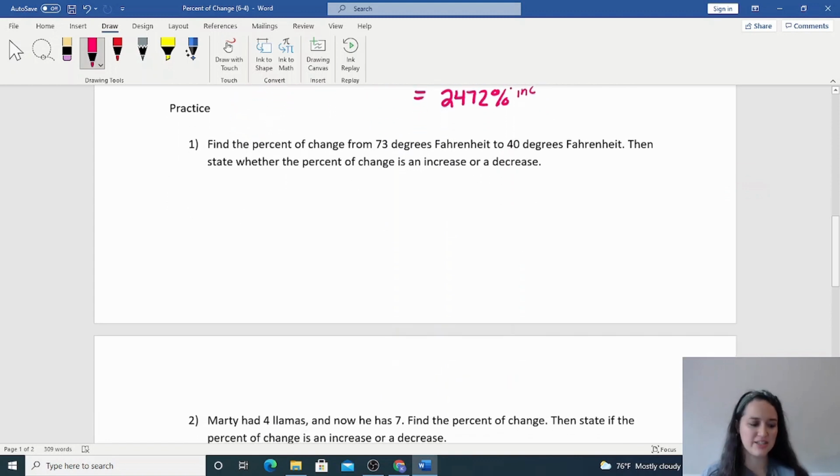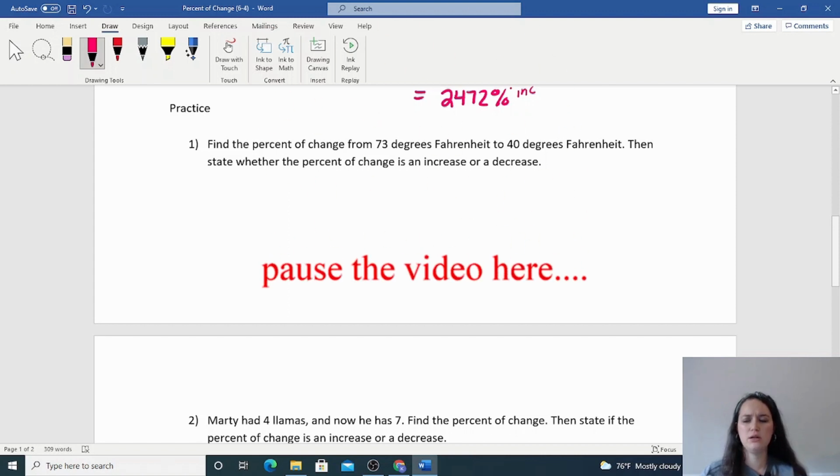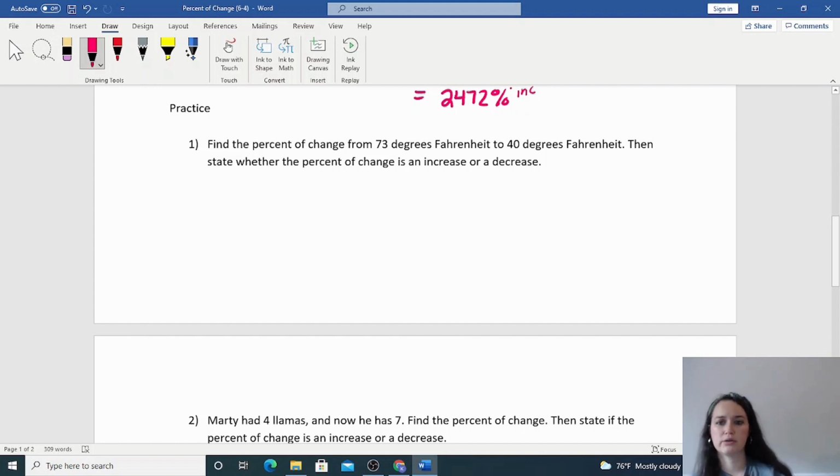All right, let's do this practice here. So go ahead and pause it. Try to set it up if you can. I'm going to go ahead and do it now. So we're going to find the percent of change from 73 degrees Fahrenheit to 40 degrees Fahrenheit, and then state if it's an increase or a decrease. So I've started at 73 and I've gone to 40. So my new one is 40 because that's my most current one, minus the old one, 73, divided by 73.